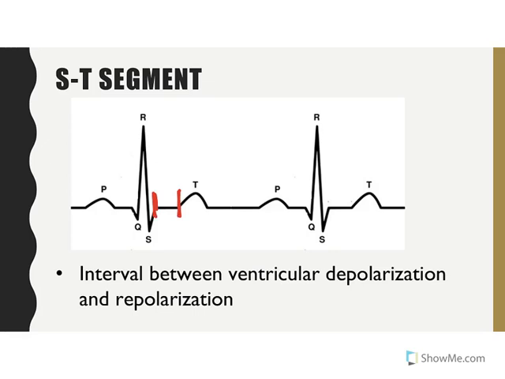Remember, segments are isoelectric, so you don't see anything going on. There's no potential difference being recorded by the recording electrodes. It represents the time between ventricular depolarization and when the ventricles begin to repolarize. This segment should be isoelectric.